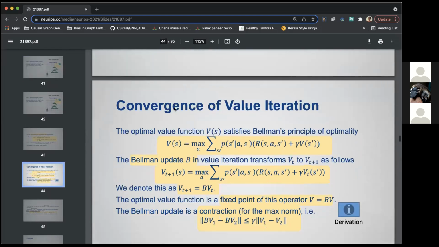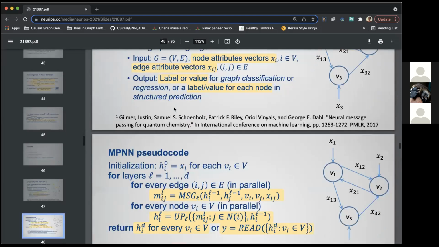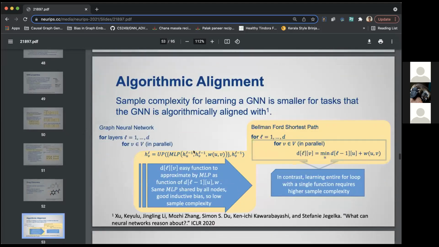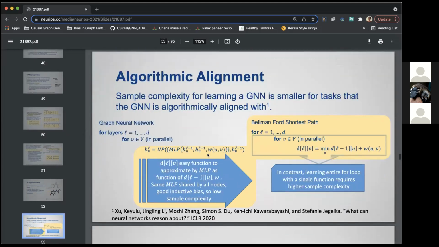A combination of both. I guess the point being made in the slide is that this GNN cannot do shortest path because, of course, there are some issues with not being able to take in node IDs and not being able to distinguish some structures. But if we try to approximate the shortest path, we need much fewer samples to approximate shortest path than MLP would, because it doesn't have the same message passing framework built in.